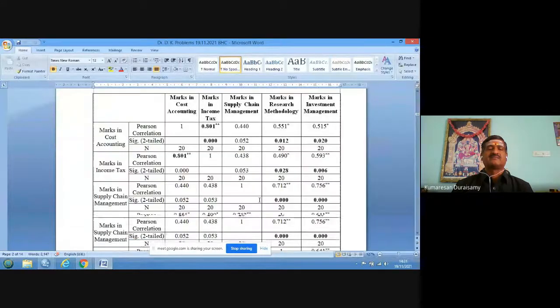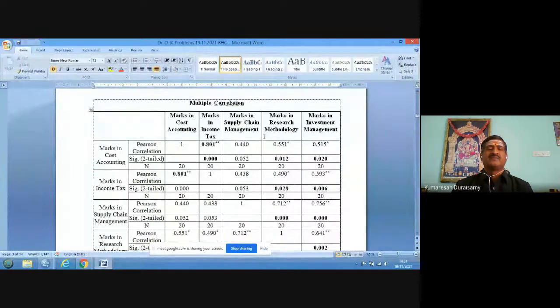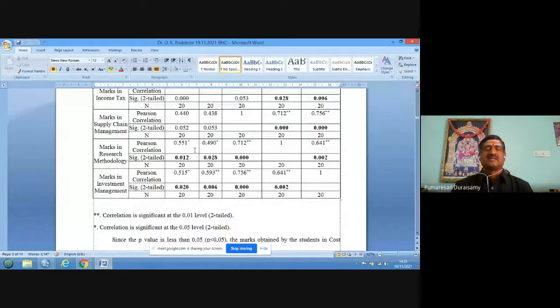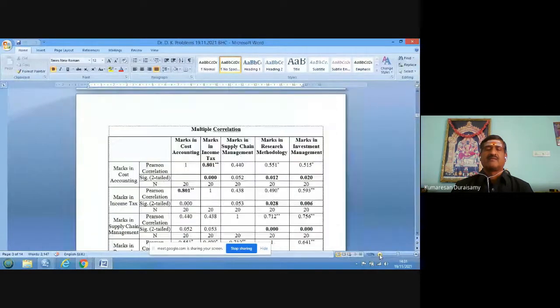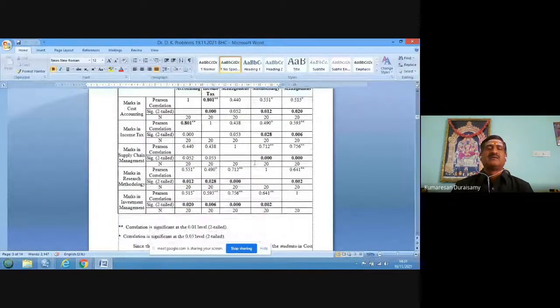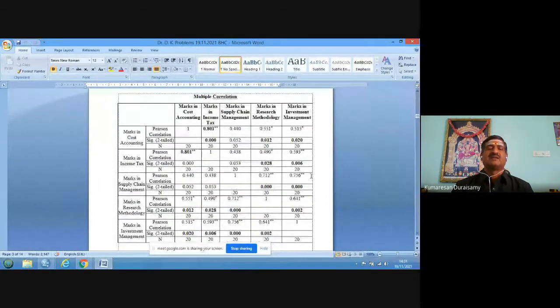I have brought it here. See here. This is the multiple correlation result. Look at the table. See here, this is the result. In the column heading also we have the same subjects, and row-wise also the same subjects. I told you, it is a 1-to-1 comparison. It is always bivariate.